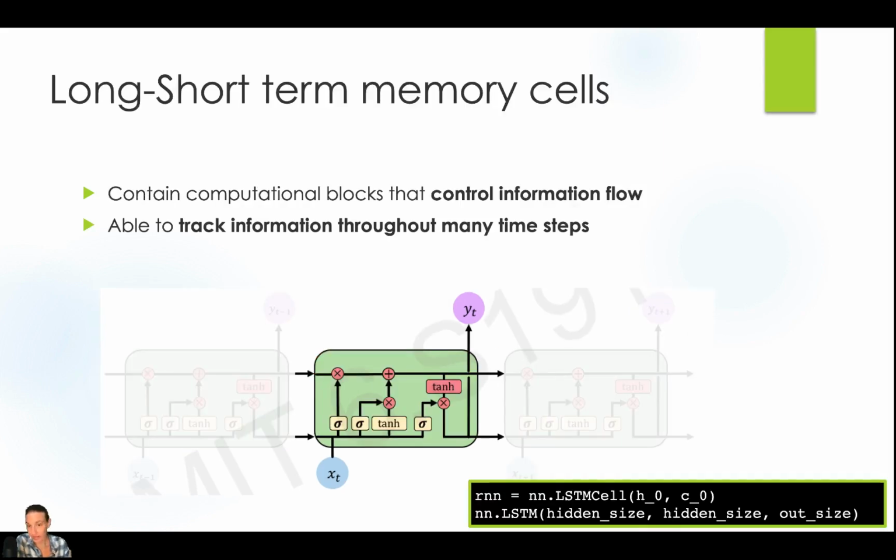So if we look at a variation of this single RNN cell, we can look at LSTM cells. These are computational blocks that control the information flow. I'm not going to go into details on the mathematics of the LSTM cell, but I want you to understand the concept of how they have an ability to track information over many time steps. If you're using PyTorch, the only thing that changes is that you define LSTM instead of RNN in your model definition.